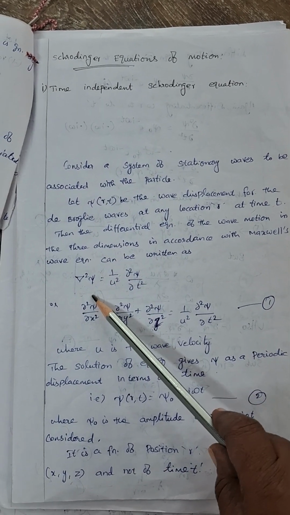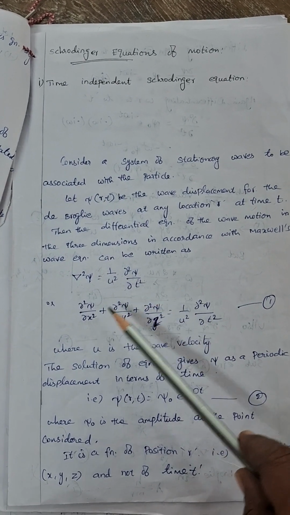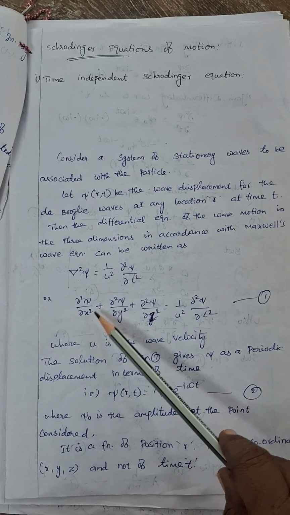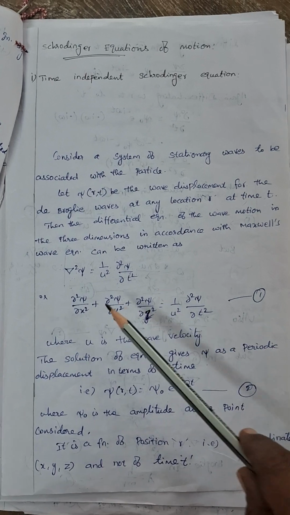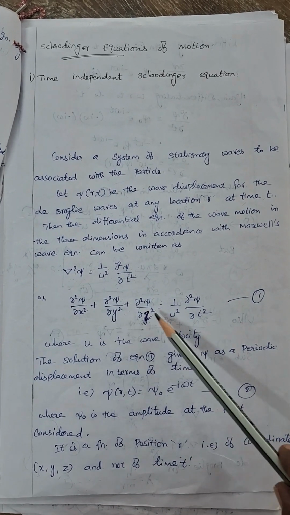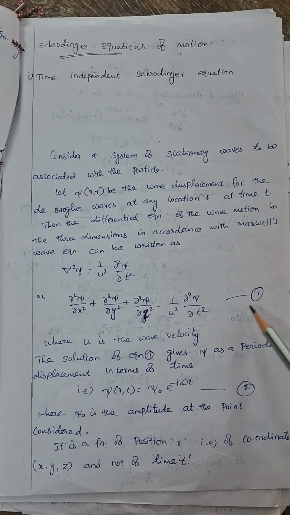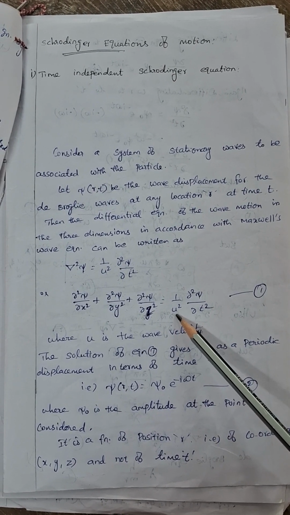∇²ψ = (1/u²) ∂²ψ/∂t². So ∇² can be written as ∂²/∂x² plus ∂²/∂y² plus ∂²/∂z², multiplied with ψ. So we can write like this: (1/u²) ∂²ψ/∂t². This is equation 1. Here u is the wave velocity.